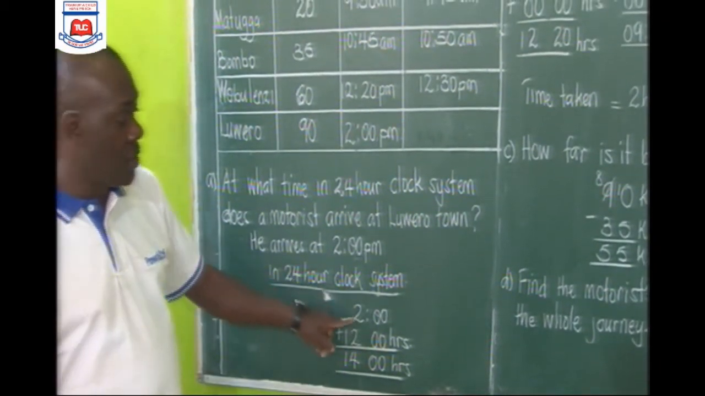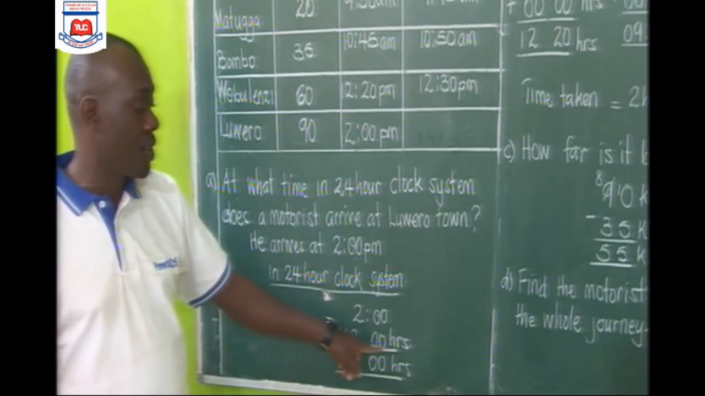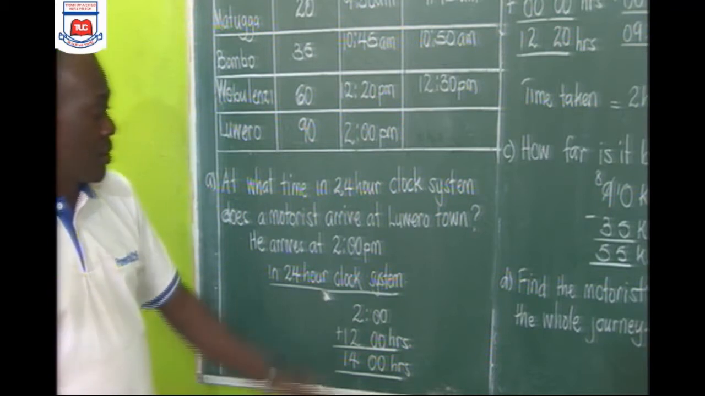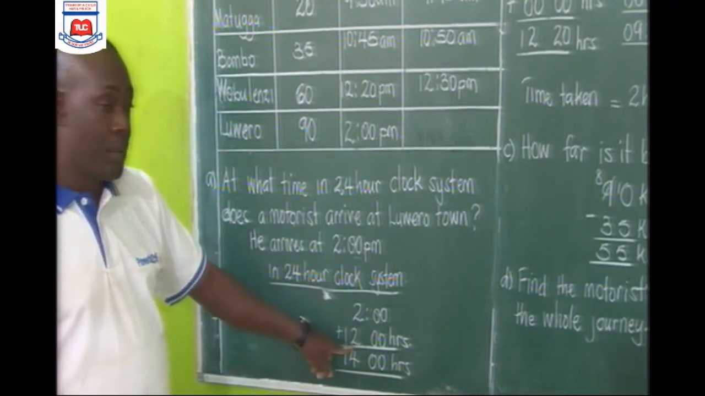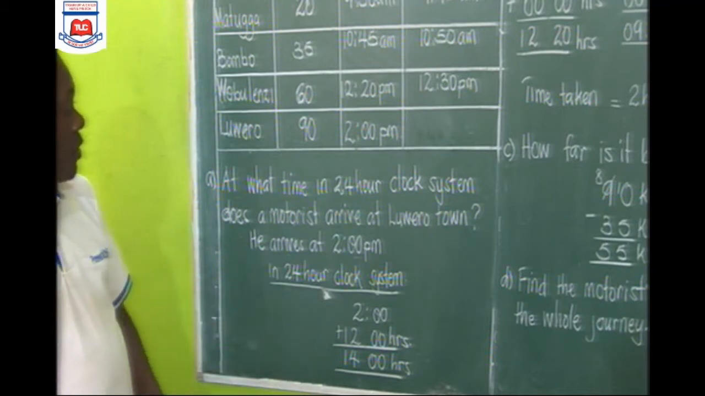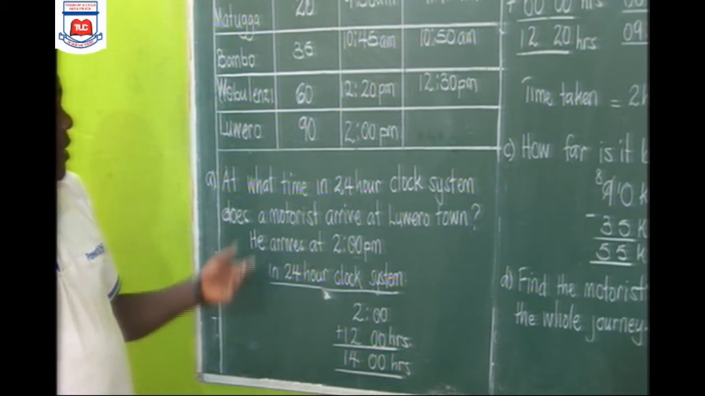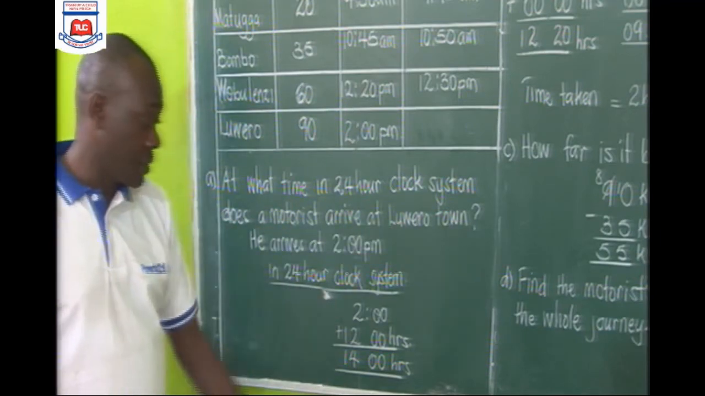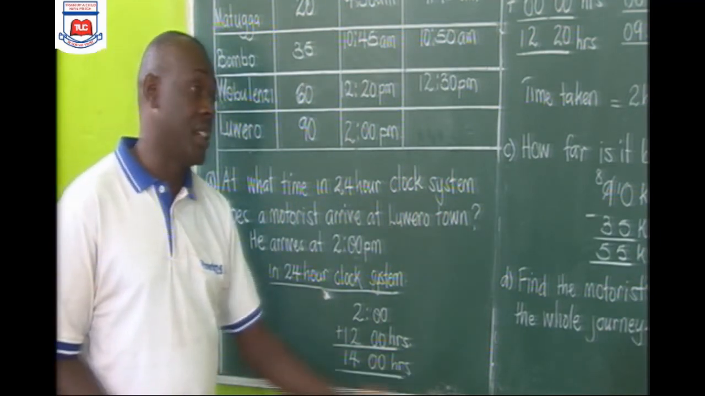We say 2.00 plus 12.00 hours. Add 0 plus 0 is 0, so those 2 zeros, then 2 plus 2 is a 4 and a 1. So in 24-hour clock system, this motor leaves the said town at 14.00 hours.